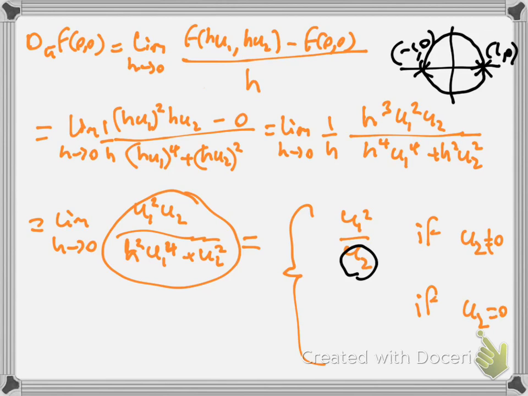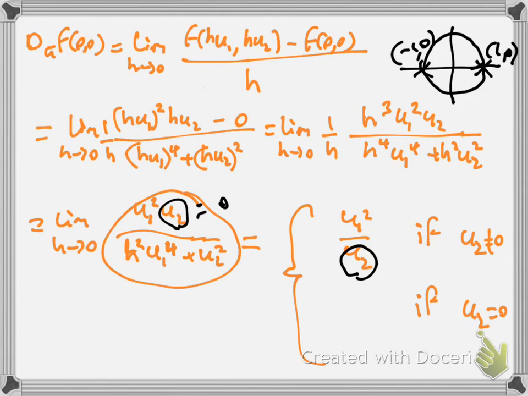So in these kinds of situations, we should just treat it separately. When u2 is 0, we can see that the numerator is 0, and the denominator is not 0, because if u2 is 0, u1 is not equal to 0. So then this limit is just going to be equal to 0.